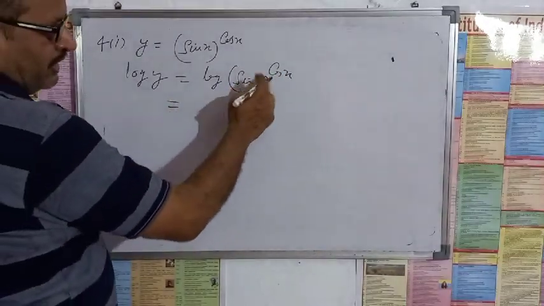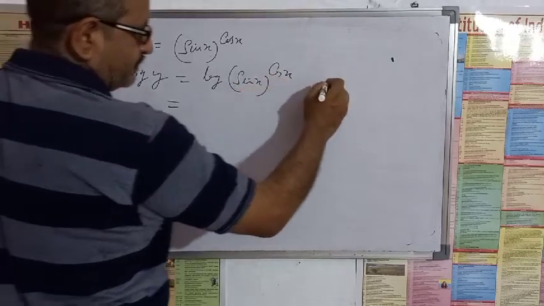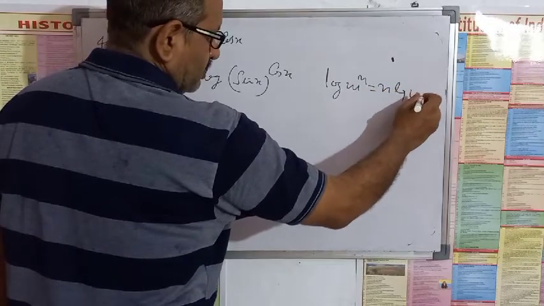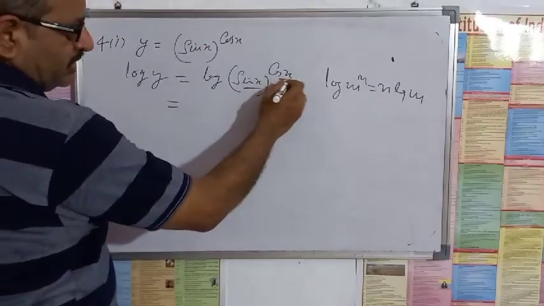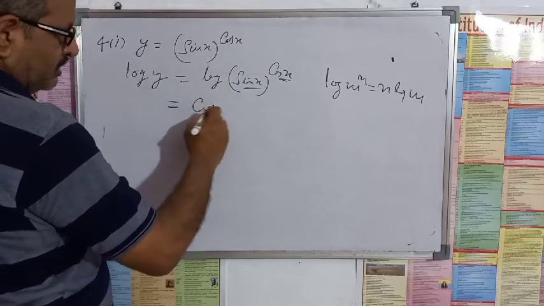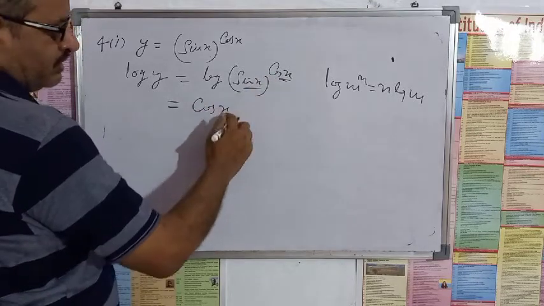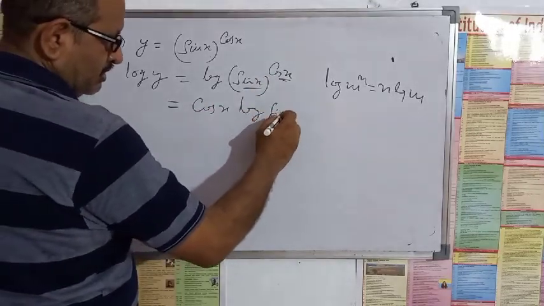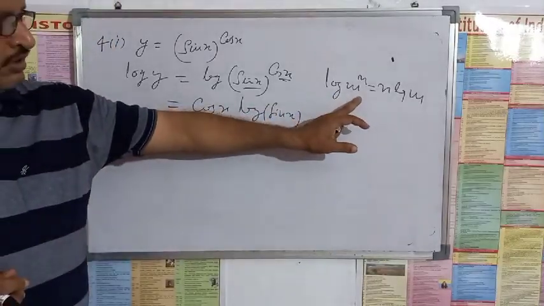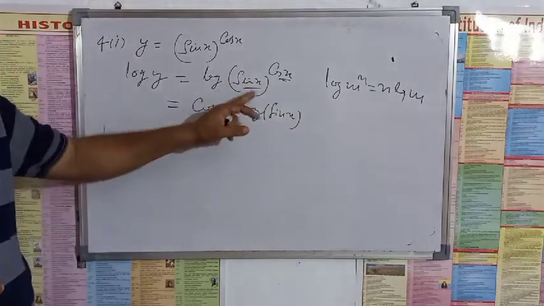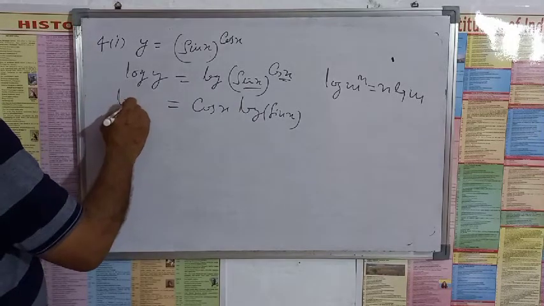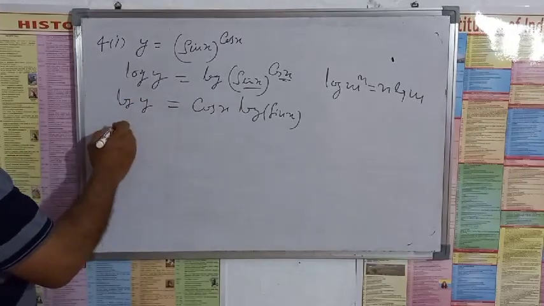Use log m to the power n, it is n log m. So this one is m, this is n. So it will be n log m, means cos x log sin x. Use the power rule of log m to the power n, n log m. So log y is equal to cos x log sin x. Now differentiate it.